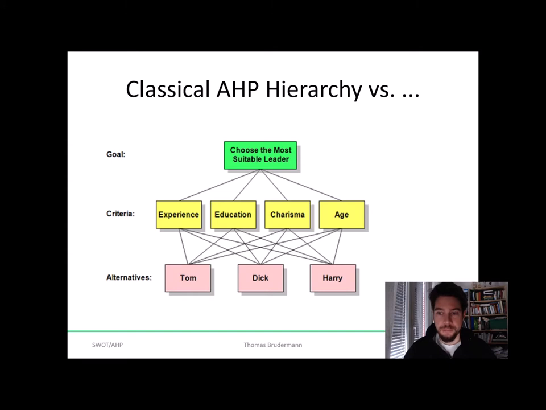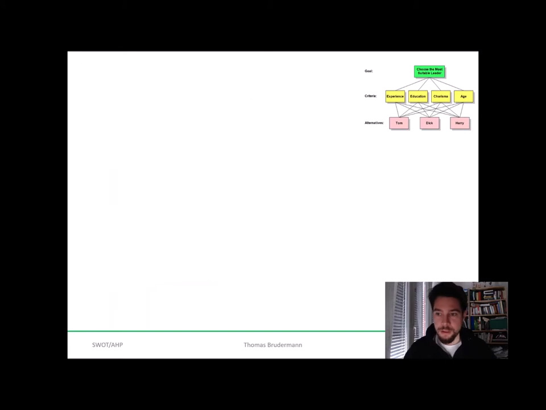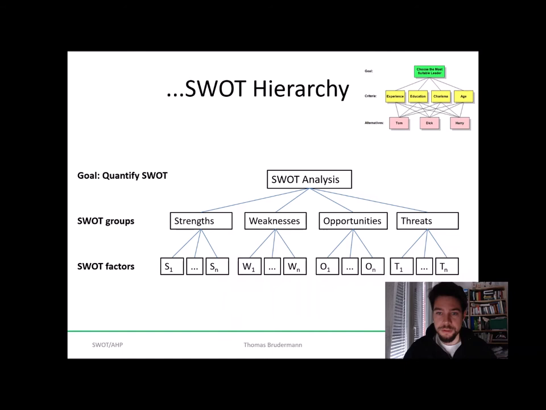So take a moment to remember the classical hierarchy in AHP, where we have a goal, we have criteria, and then we have alternatives. In SWOT AHP, the hierarchy looks a little bit different. So here our goal is to quantify the SWOT factors. Then we have the four SWOT groups: strengths, weaknesses, opportunities, and threats. And then we have SWOT factors in each of the groups.